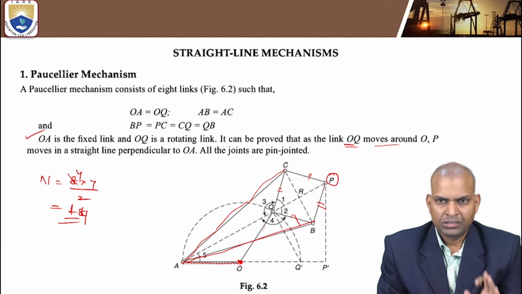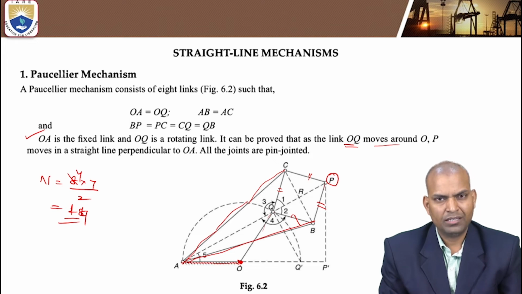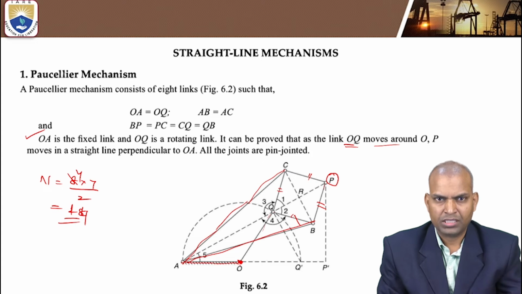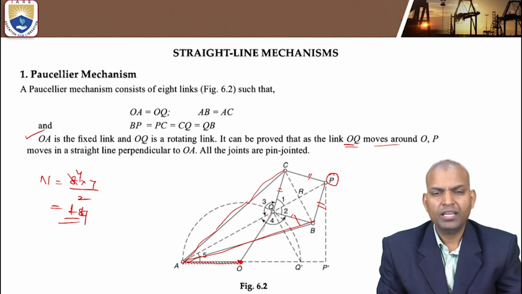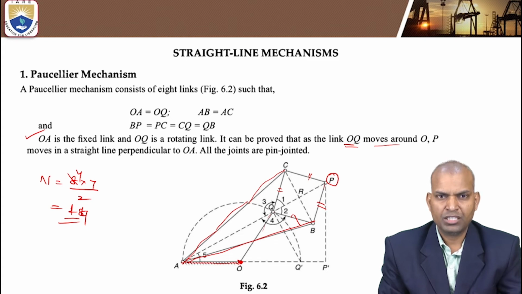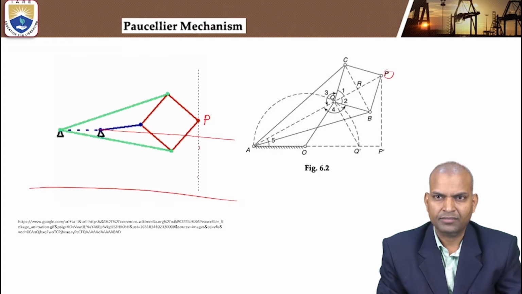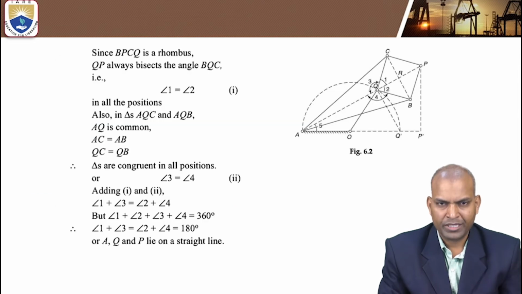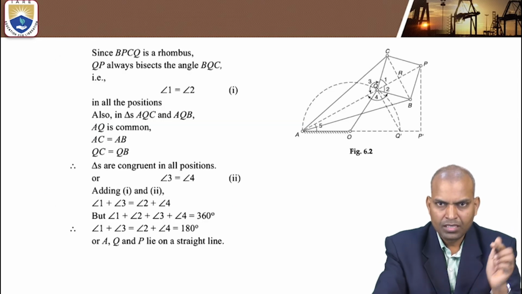Now this portion is the description of the Peaucellier mechanism. The second part is how to justify that the path traced by the point P is a straight line. Let us begin with our geometric concepts. Very important.